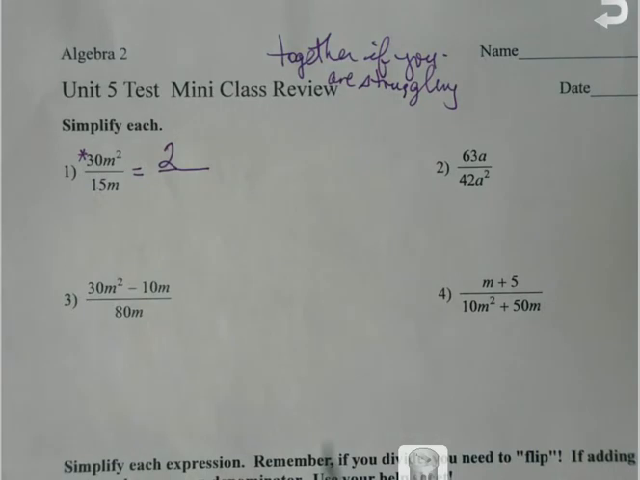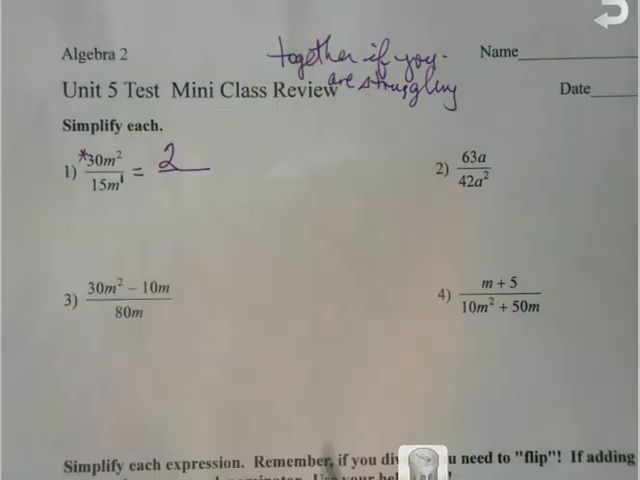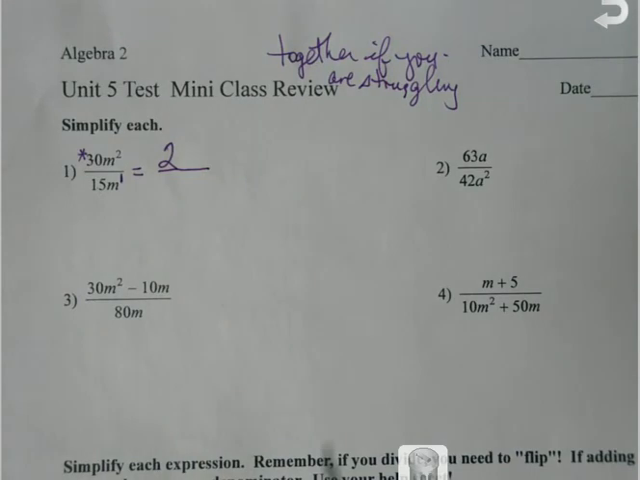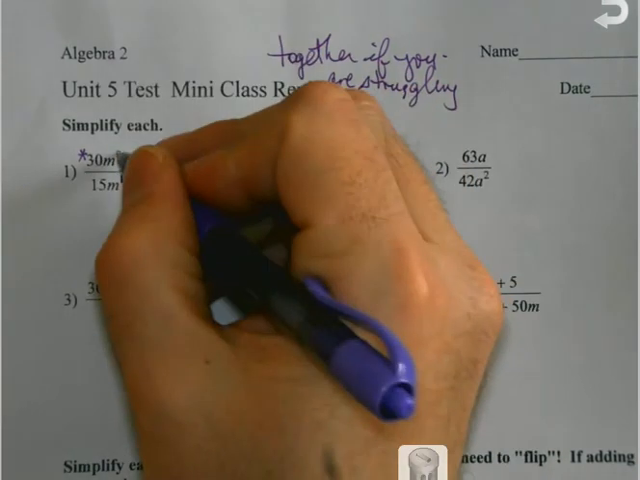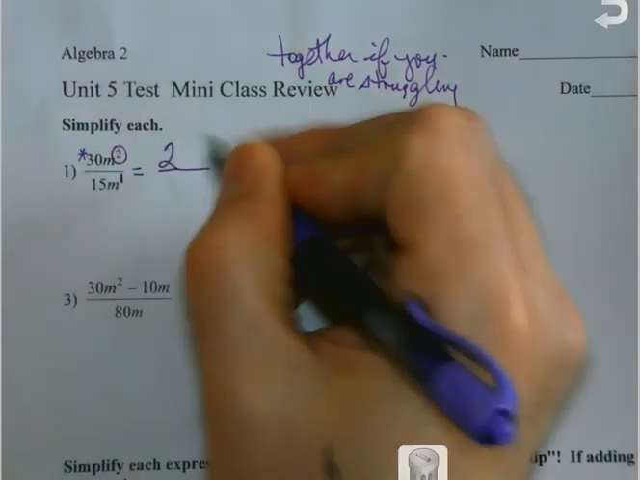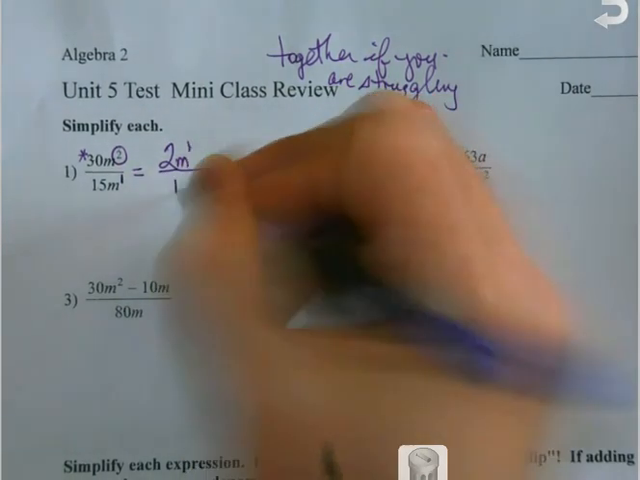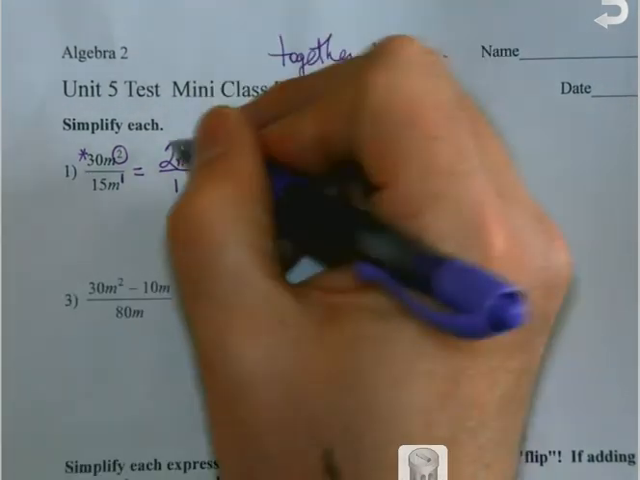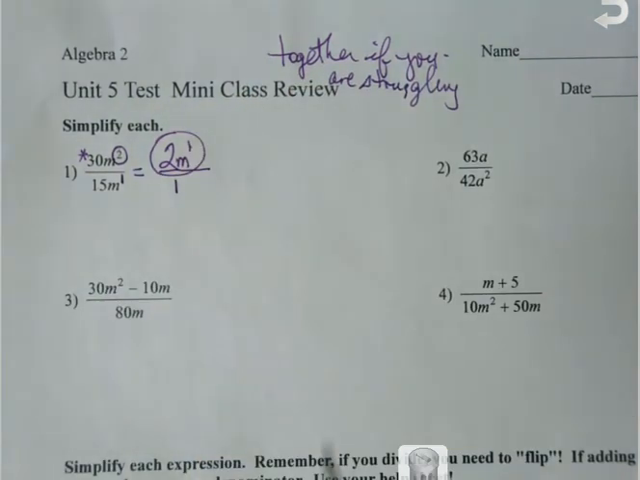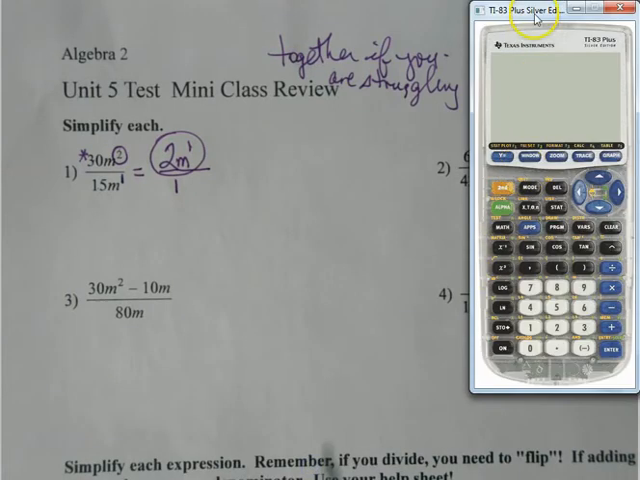And then what's my rule for exponents when I'm dividing? Subtract them. So 2 minus 1 is 1. The bigger one's up top. And I'm done. If you want to put a 1 and keep it as a fraction, you can, but you don't have to. And that's all I'm doing on the regular simplifying ones. If you're not sure on numbers, remember the calculator's always there to help you too.